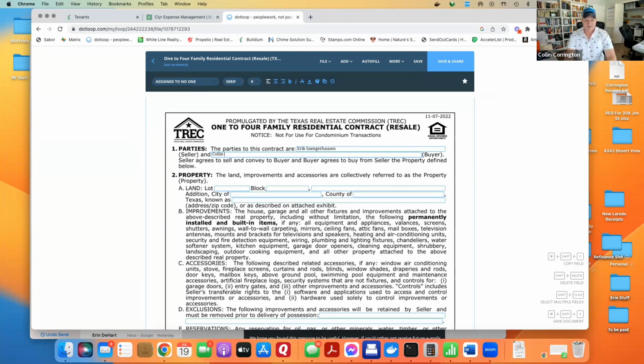You should not say Colin and Amelia Corrington. That is not how you should say that. I know it says that in the CAD a lot of times. Most title companies do not like this. They want to make sure that they know everybody has their own first and last name separately.